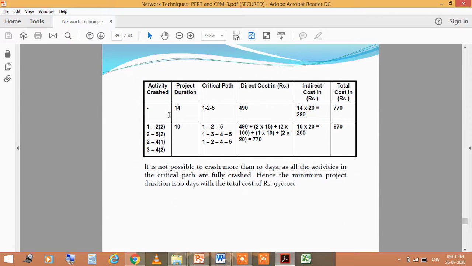Now you see here the activities crashed, and this is the project duration, critical path, direct cost in rupees, indirect cost in rupees, and the total cost. It is not possible to crash more than 10 days, as all the activities in the critical path are fully crashed. So hence the minimum project duration is 10 days with the total cost of rupees 970.